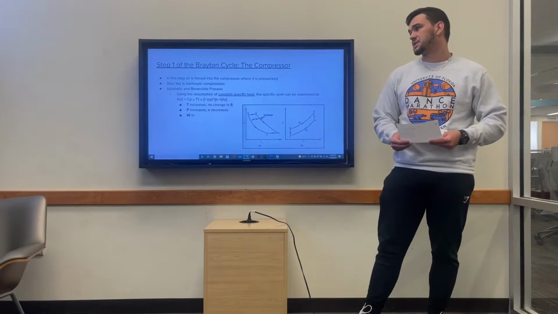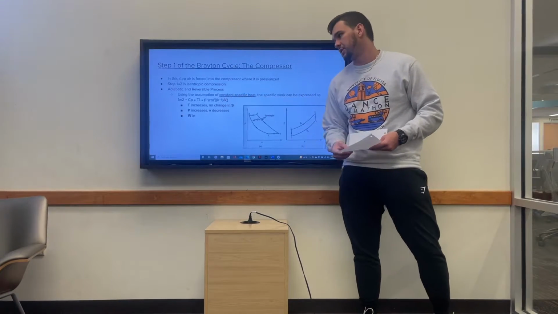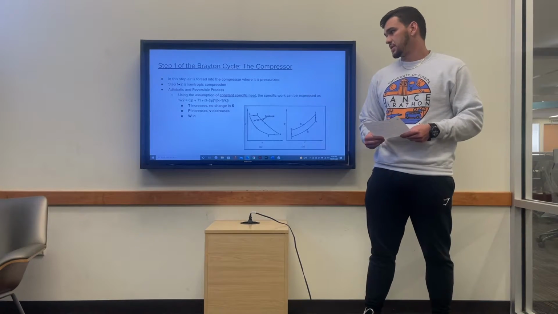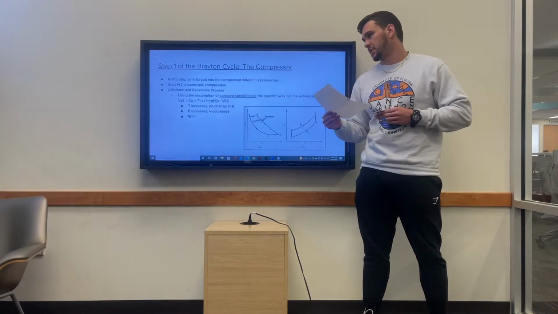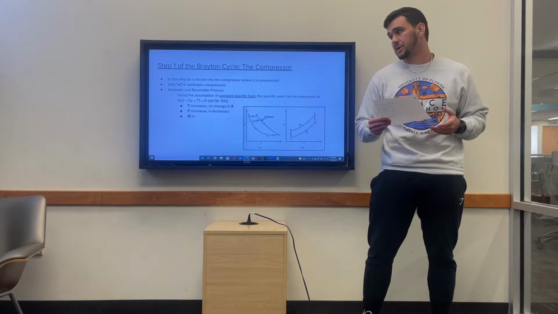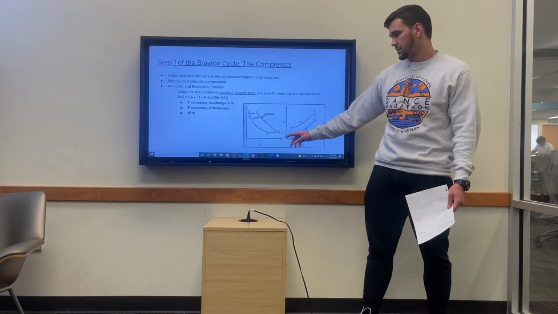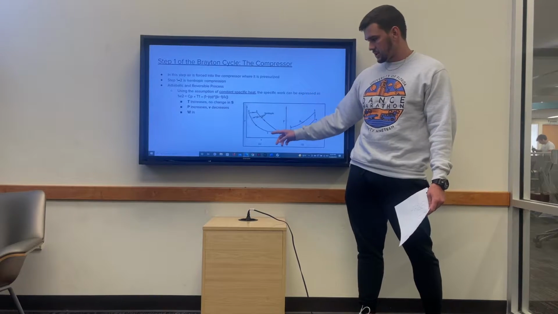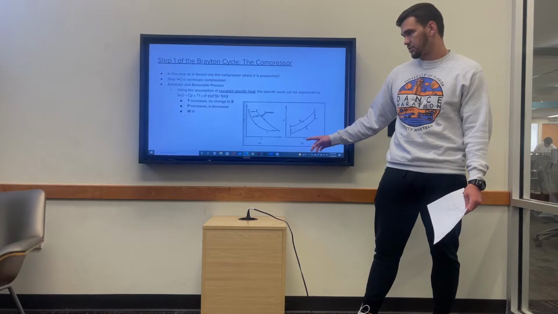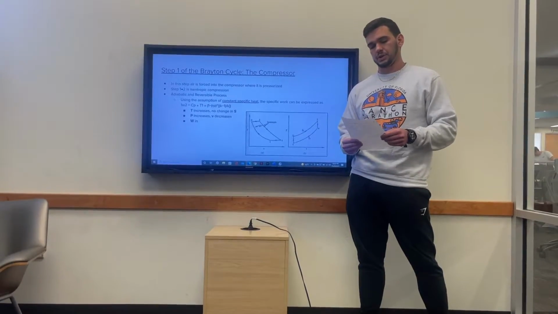Using the assumption of constant specific heat, the specific work for this process can be expressed here. The work from 1 to 2 is equal to Cp times the temperature times 1 minus the pressure ratio raised to the specific heat ratio minus 1 over the specific heat ratio. Looking at the PV and TS diagrams here, you can see that as pressure increases, the volume decreases, and as temperature increases, the entropy remains the same. And during this process, work is put into the system.